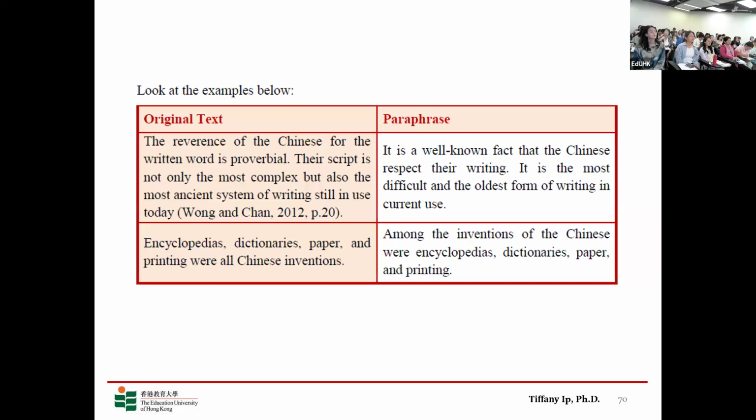And then for this one, the second one, you may think, oh, it's almost impossible to change. So many terms already, but still, we can add a bit of stuff, moving the final part to the front, right, to change the sentence structure.